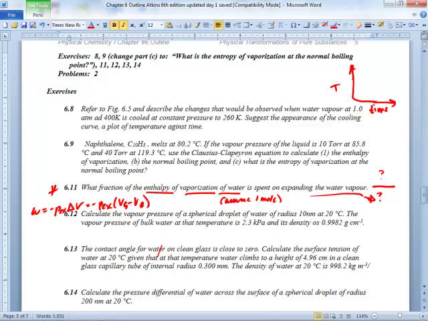And 12, again, watch your units, using that vapor pressure of a droplet equation. Okay. What's a nano? 10 to the negative 9. So this is 10 nanometers, which is 10 times 10 to the negative 9 meters. So we're about out of time, but come by. I'll be glad to help you out with any of these.